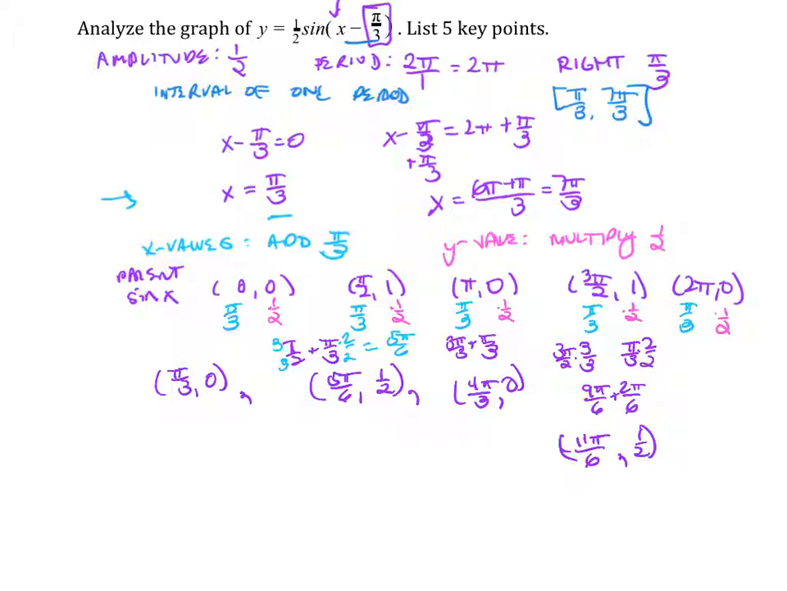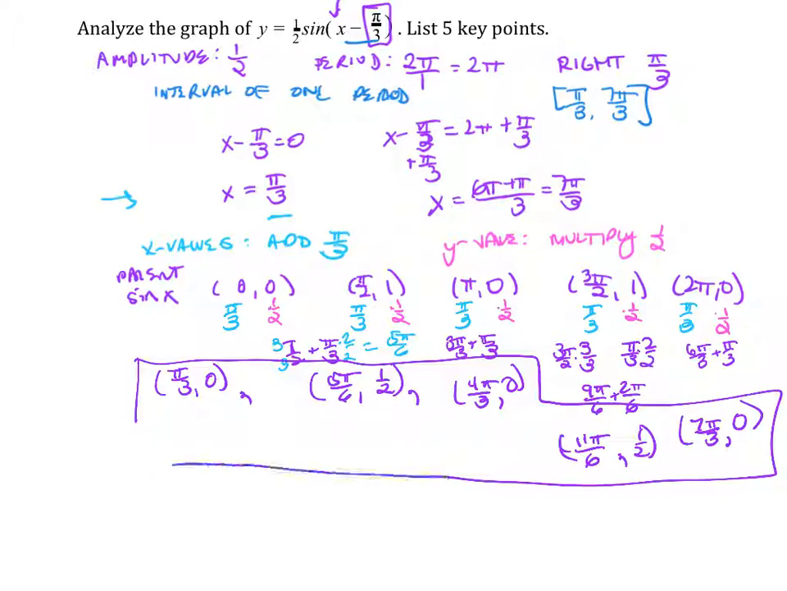And the last one is 2 pi plus pi over 3. So that is going to be 6 pi over 3 plus pi over 3. That will be 7 pi over 3 and 0. So those are our 5 key points, and that is one way to find them.